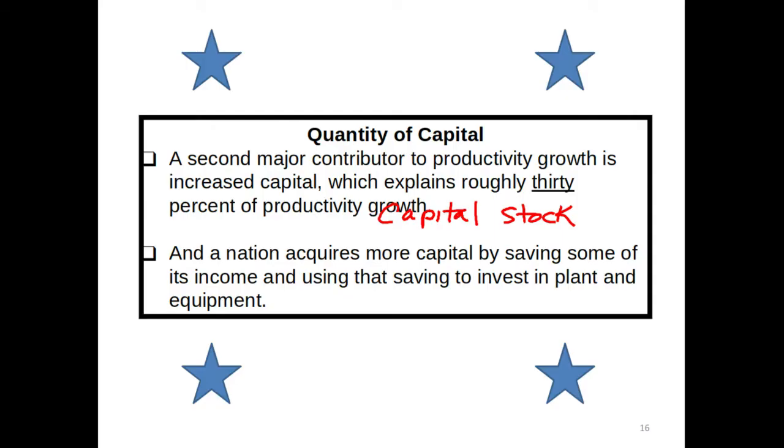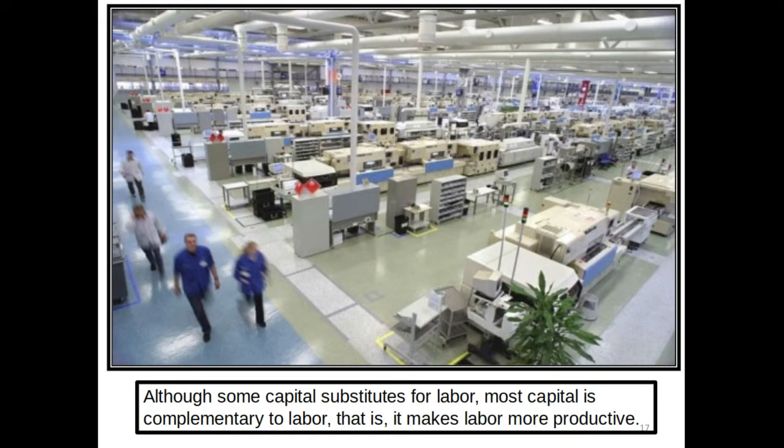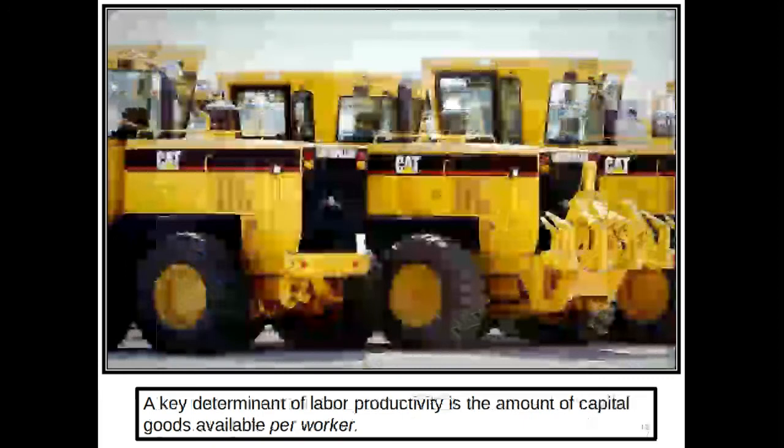Second major contributor is the quantity of capital. This is about 30% of productivity growth. How much capital do we have available? How many machines and equipment and factories do we have to help us produce? Some capital substitutes for labor, when you think of machinery in car plants that have taken jobs over for labor, most of it's complementary to labor, which means that it helps us produce more. A key determinant is the amount of capital goods available per worker.